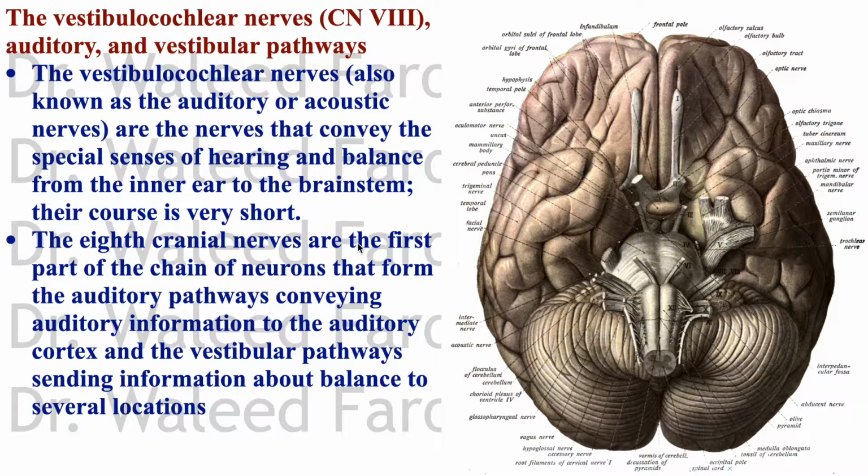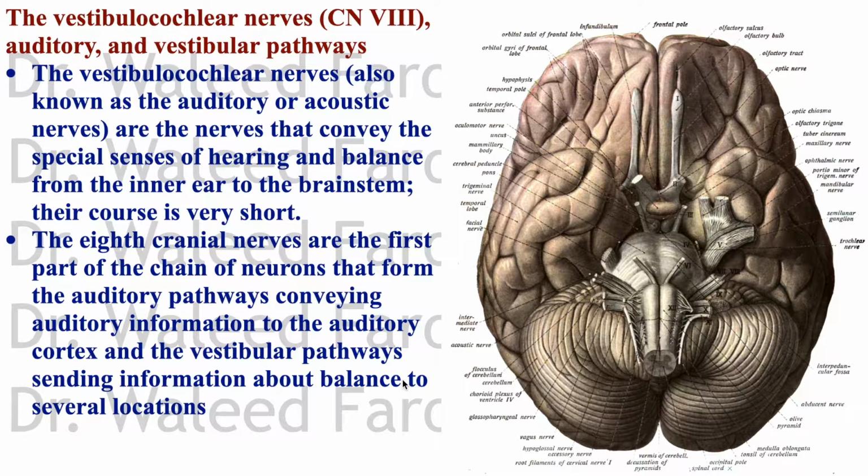The vestibulocochlear nerves, also known as the auditory or acoustic nerves, convey the hearing sensation and balance from the inner ear to the brainstem, and their course after exiting the inner ear is very short. Once they exit the inner ear, they enter the brainstem.